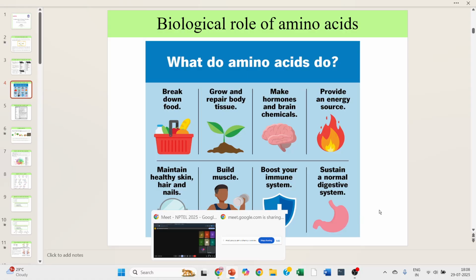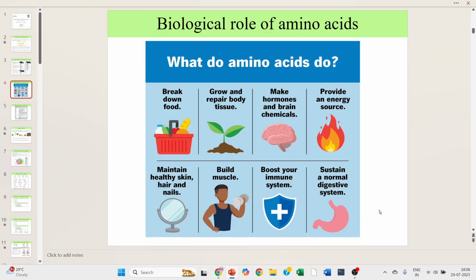Now, amino acids are very important. Why? Because they help in all of these different functions, such as the hormones and brain neurochemicals. They are made up of amino acids. Amino acids are required for building muscles, boosting the immune system, and normal digestive processes, etc.